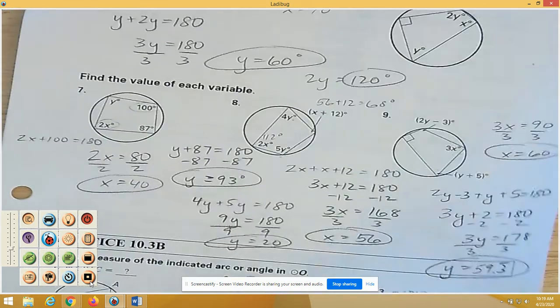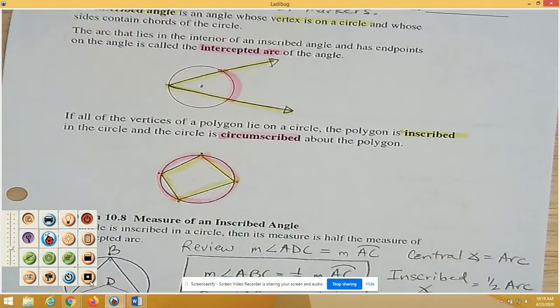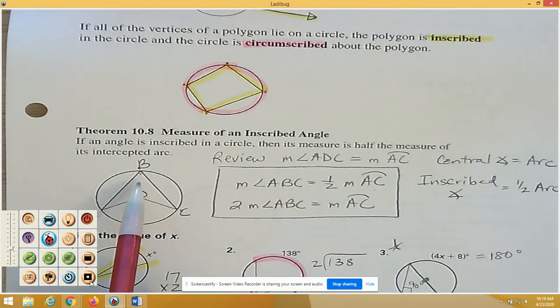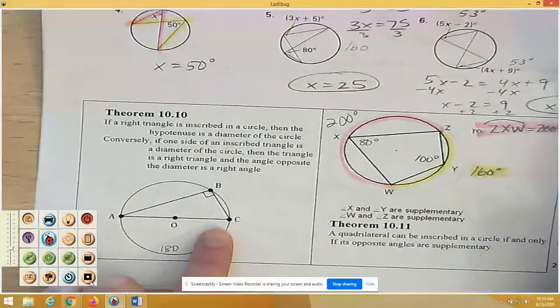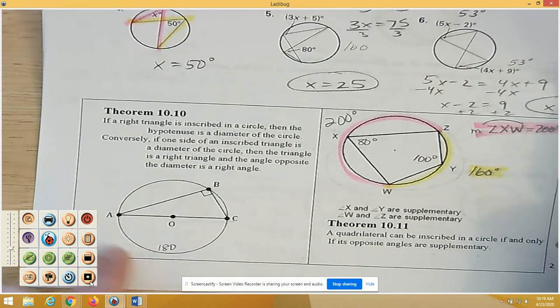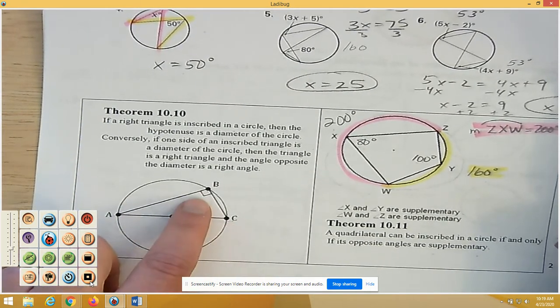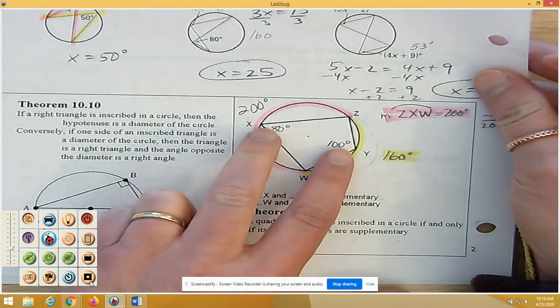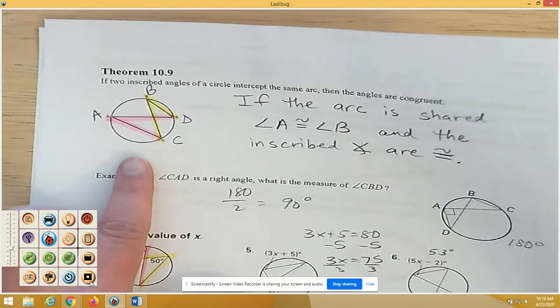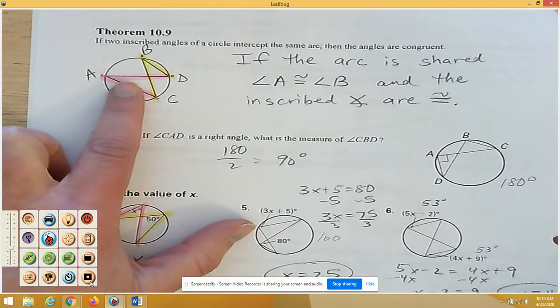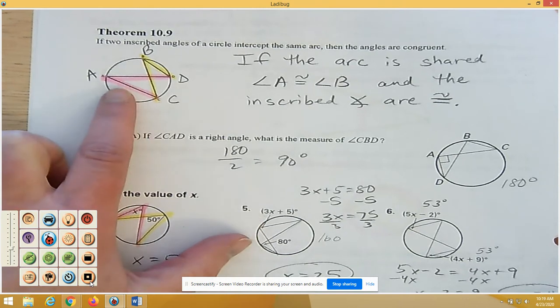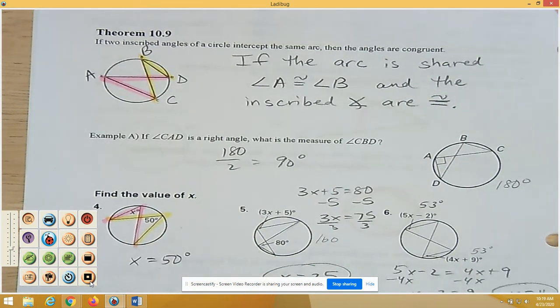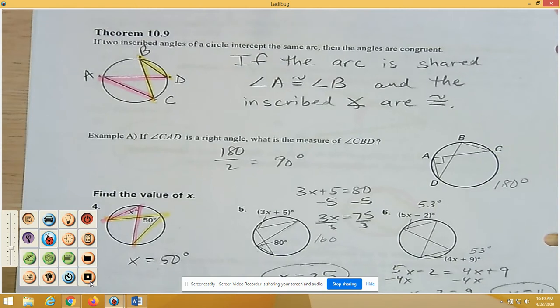So we did 3 rules today that were real important. The first one is saying that an inscribed angle is half of the arc. We talked about how if you have a diameter of an inscribed triangle, that means this is a semicircle, 180, and half of that is the 90. We said if it's an inscribed quadrilateral, the opposite angles are supplementary. And then the last one, which is not as important, if you have a shared inscribed angle, then the corresponding arcs are congruent. So that is an overview of 10.3.